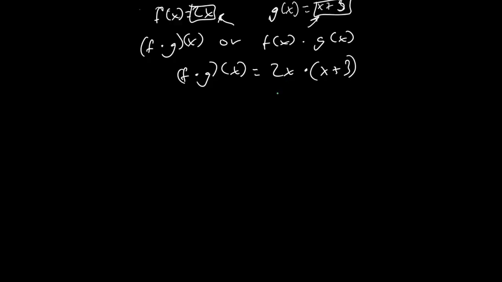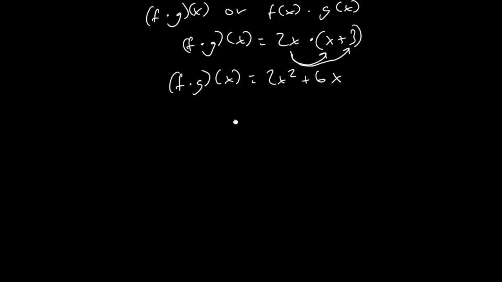And now we distribute the 2x into both of the values. So we get f times g of x equals 2x squared plus 6x. And this would be the multiplication. That's all there is to it.